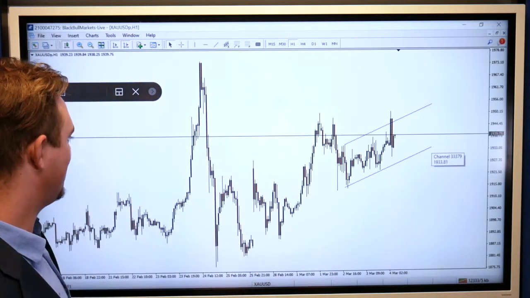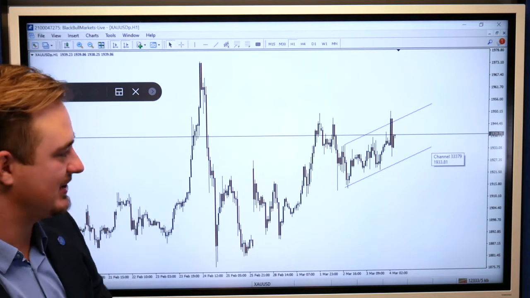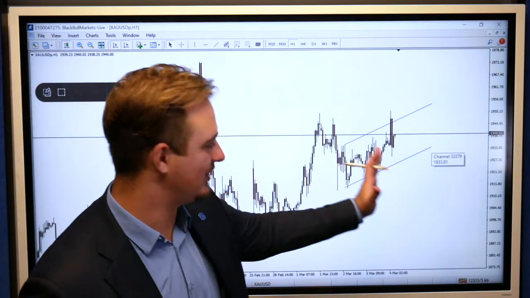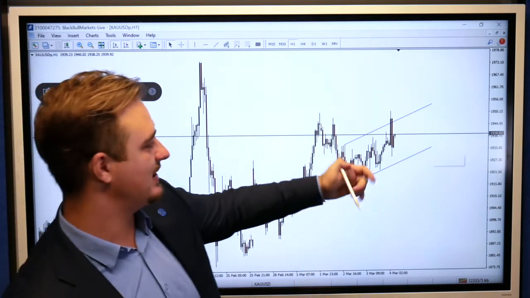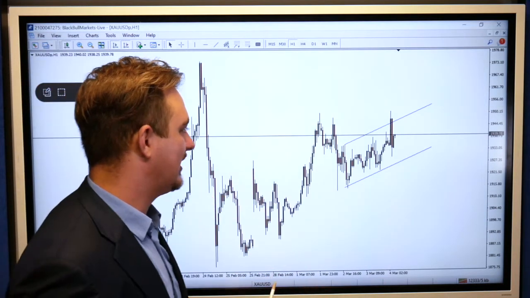Gold is not looking so pretty leading up to NFP. So for me, I'm not even going to be looking at gold for the rest of the day. Even if it does give nice moves to the upside, I'm not really going to be caring too much about it.